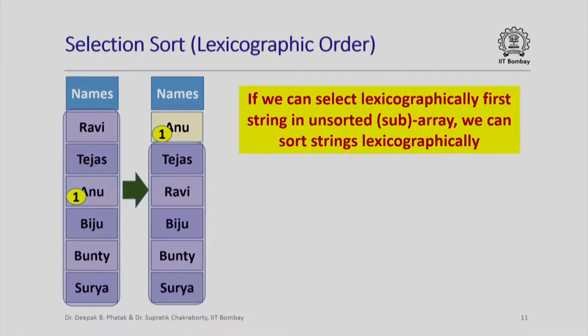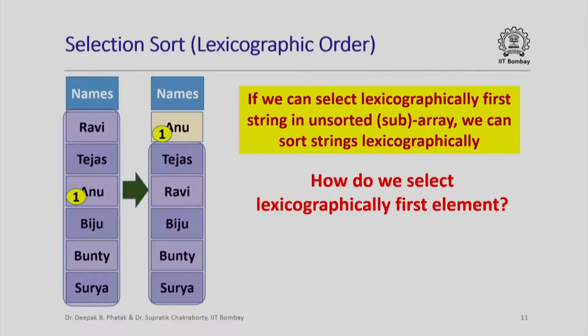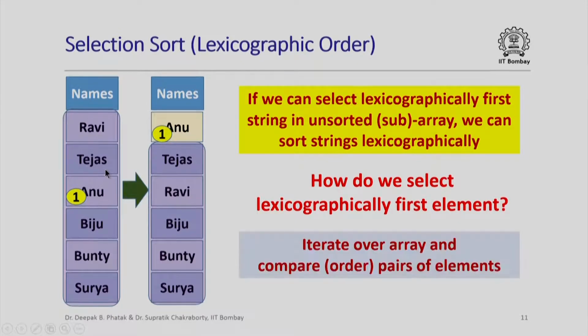So it looks like if we can select the lexicographically first string in an unsorted subarray, we can just repeatedly execute this process and end up sorting this array of strings using the same ideas as we used for sorting an array of integers using selection sort. Now how do we select the lexicographically first element in an array of strings? The answer is pretty much the same as we did for integers. We basically iterate over the array and keep comparing or ordering pairs of elements, and we just keep track of the lexicographically earliest element that we have seen so far.